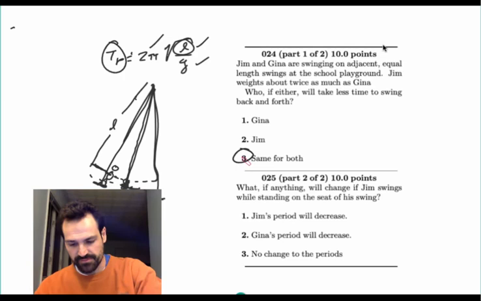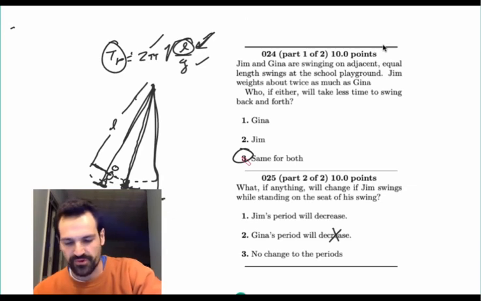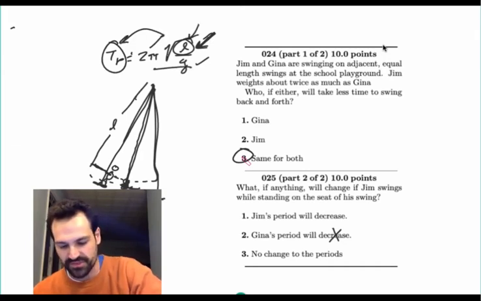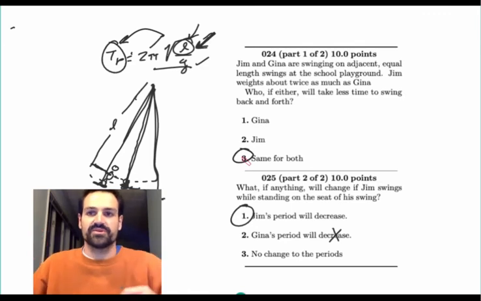So Gina's period will not decrease. Jim's period will decrease. He has a smaller length. I was approaching the question from the wrong direction, but he has a smaller length, which means he has a smaller numerator. The right side of the equation decreases, which means his period also decreases. So his period actually gets smaller when he stands on the swing, which makes sense. He makes an essentially shorter swing to his center of mass.